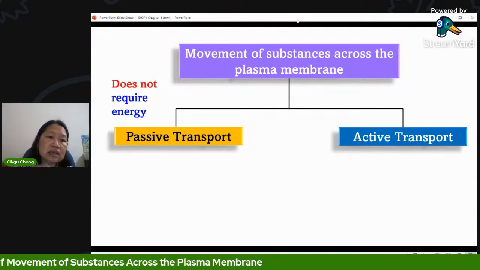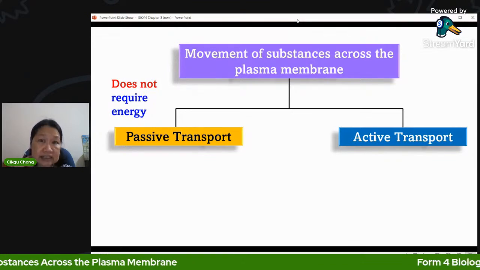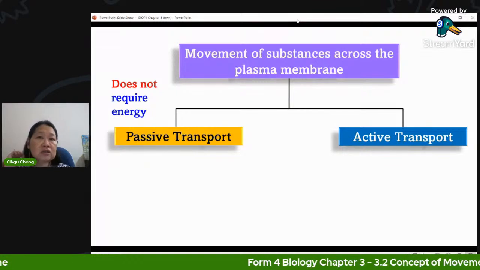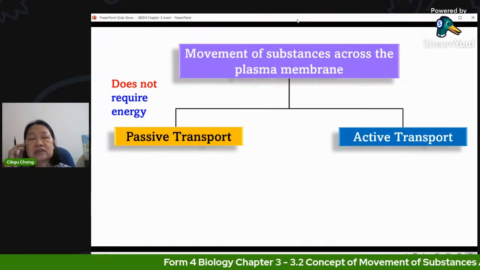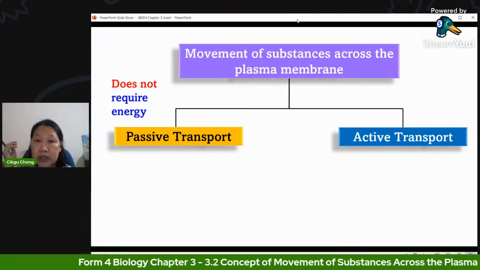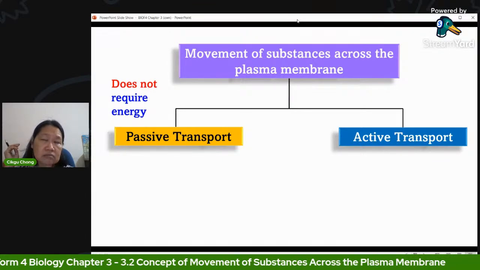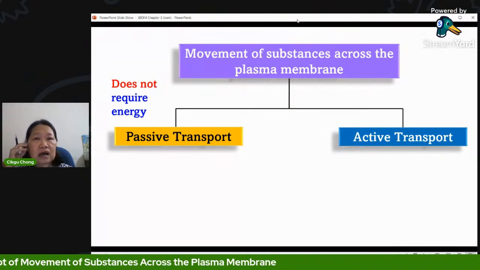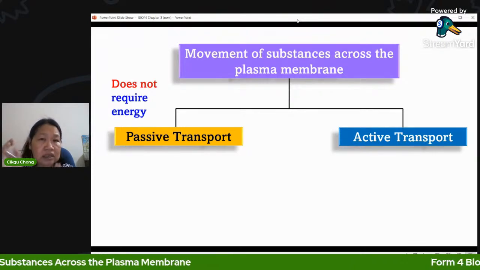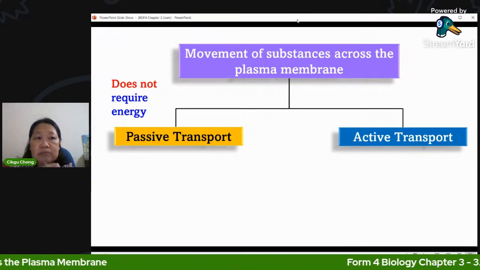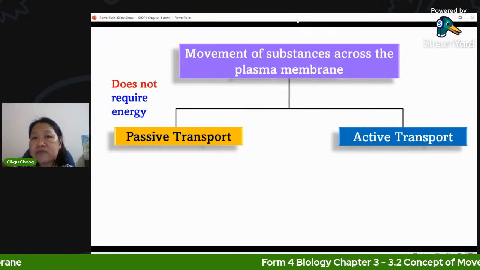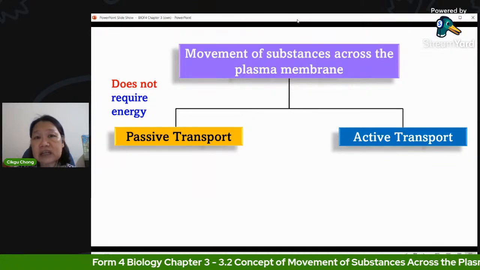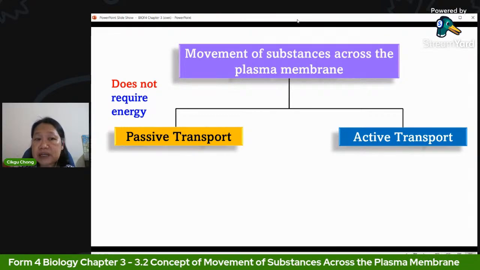And some of this can happen across not even a living cell. For example, it can happen across Visking tubing, which is not a living cell. Substances can enter through this membrane, which is not living, like the Visking tubing, the cellophane. These are selectively permeable membranes. It doesn't have to be a living cell, because it doesn't require energy. Non-living structures do not need energy or cannot produce energy. So this is passive transport.